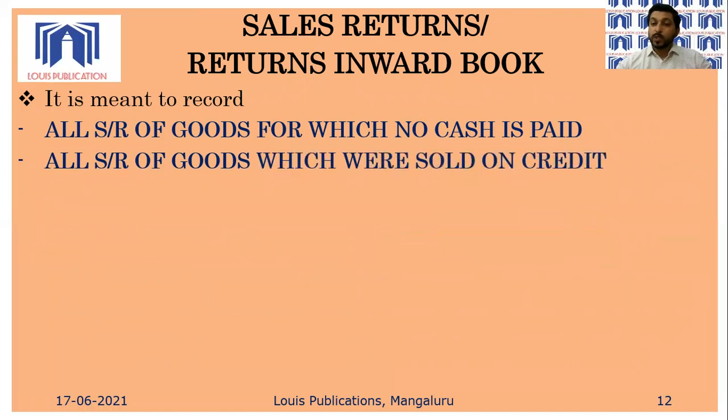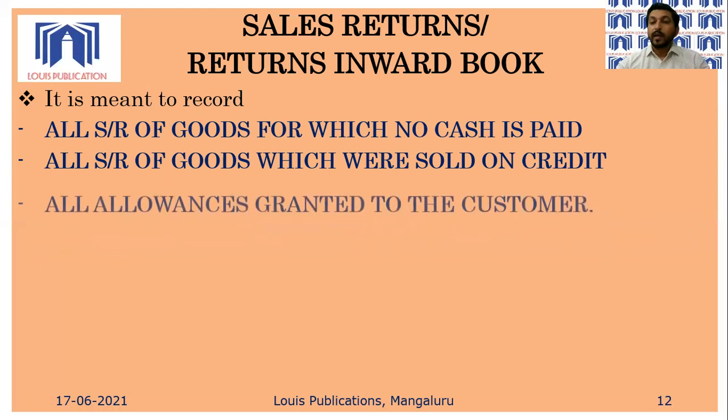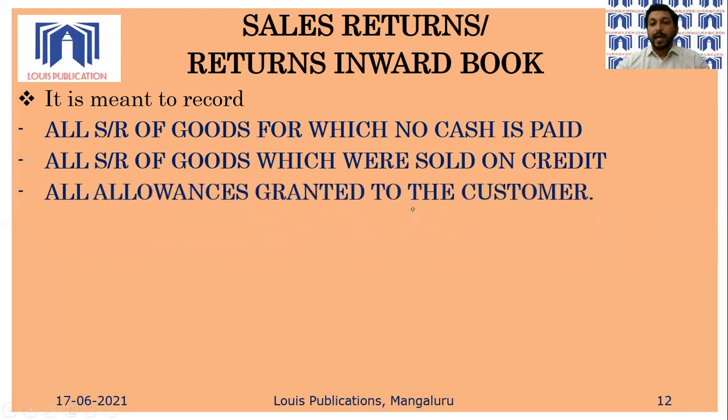Second, sales returns of goods which were originally sold on credit. We had sold on credit to the customer. The customer finds some defect, some damage or not of specification, and is returning goods back to us. So that will be recorded. Since it was a credit sale, definitely when he's returning, we are not supposed to pay any money. And third, very important, is allowances granted to the customer. Very, very important point to understand.